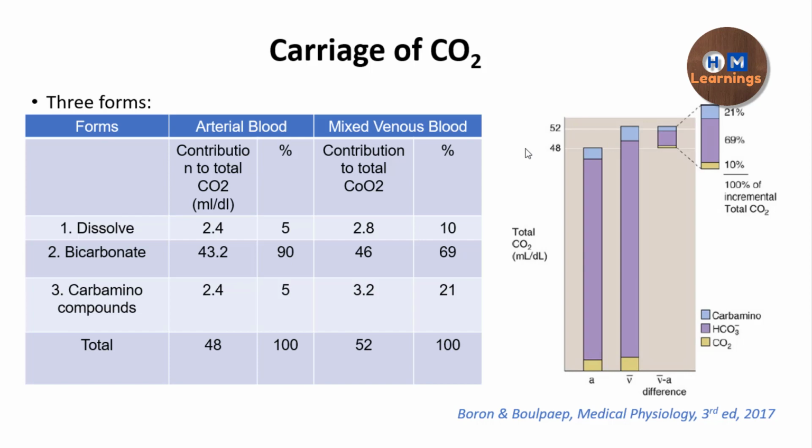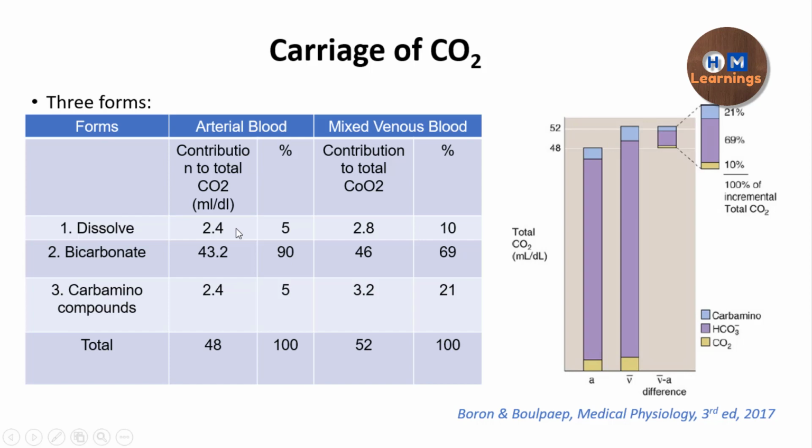So today we are going to be more focused on the different forms in which the carbon dioxide can be transported. You can see that it is transported in three forms. Dissolved form: it can be dissolved either in the plasma or in the blood cells also. It can be transported in the form of bicarbonate, and it can be transported in the form of carboamino compounds.